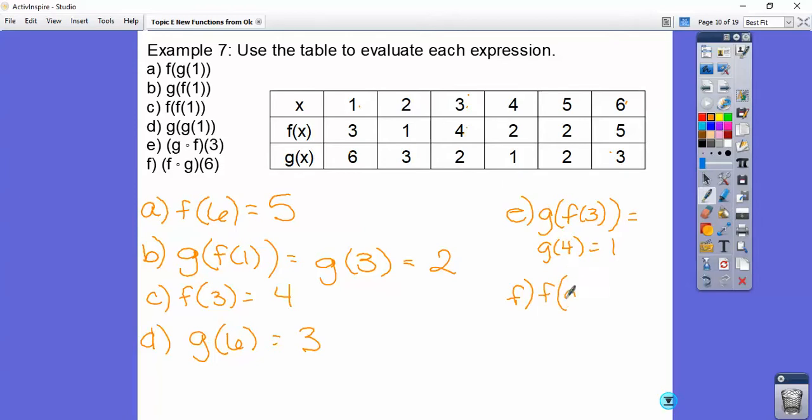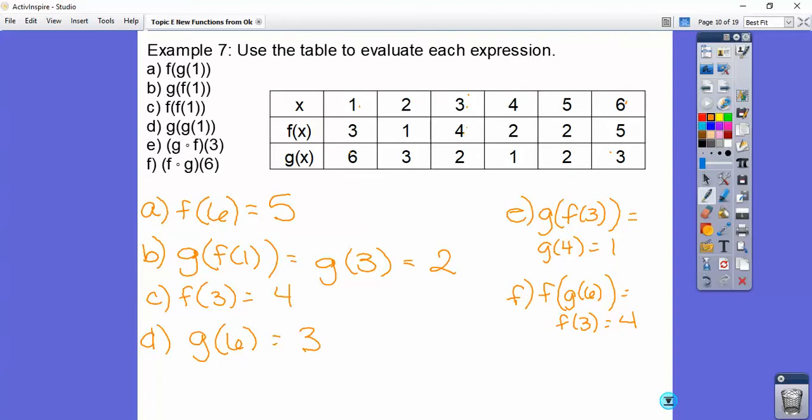F, I'm asking for f of G of 6. When x is 6, G is 3. When x is 3, f is 4. You guys do okay on those?